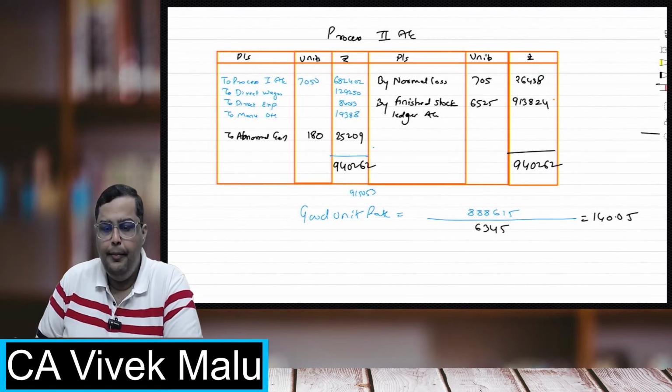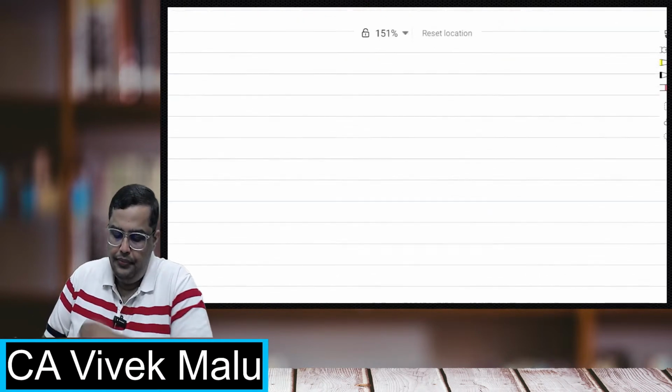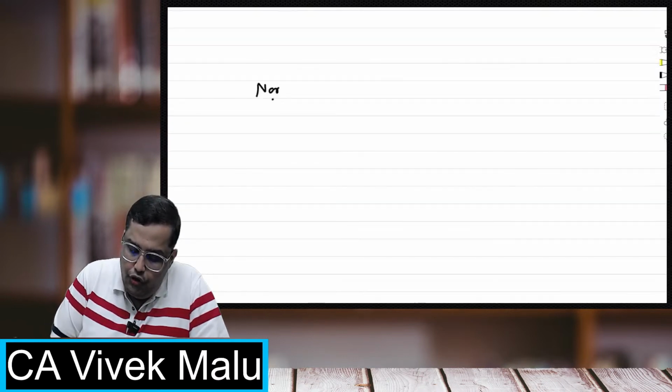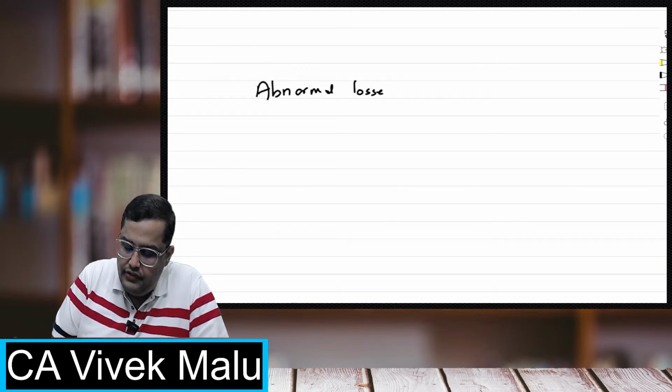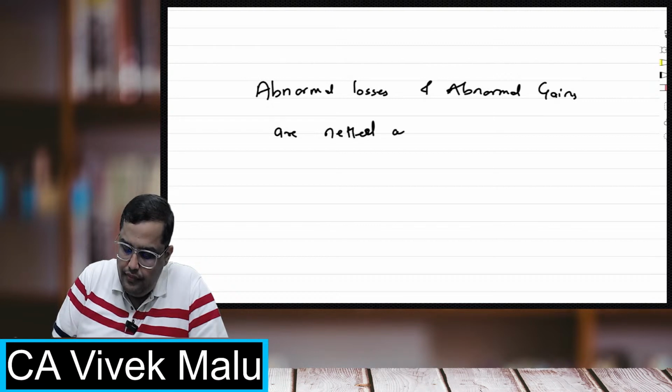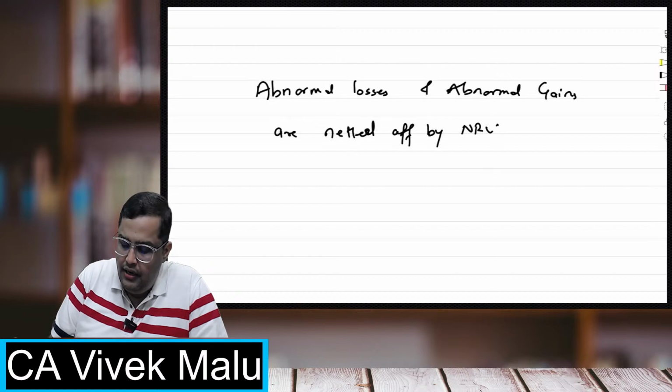Now I'll come to a very important rule. Normal losses are always measured at the NRVs. Abnormal losses and abnormal gains are netted off by NRV and then transferred to costing P&L.